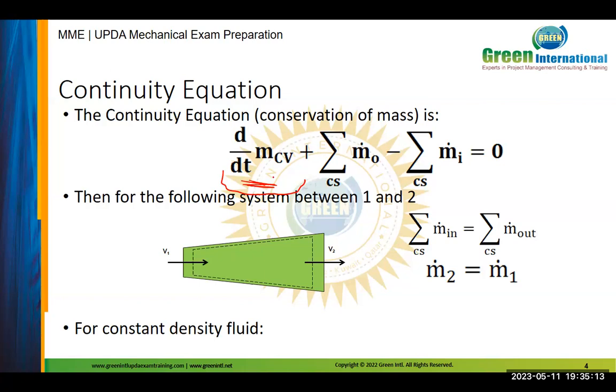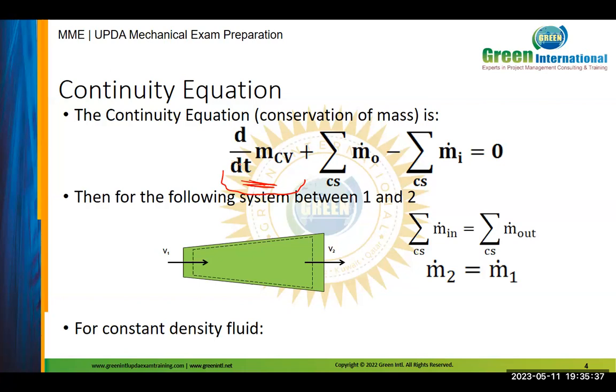The only two terms used are the sum of mass flow rate out minus mass flow rate in, equal to 0. Since this is equal to 0, I can put it on the other side. So mass out is equal to mass in. It makes sense. If nothing happens inside the system, any mass in should be going out. Okay, fine.